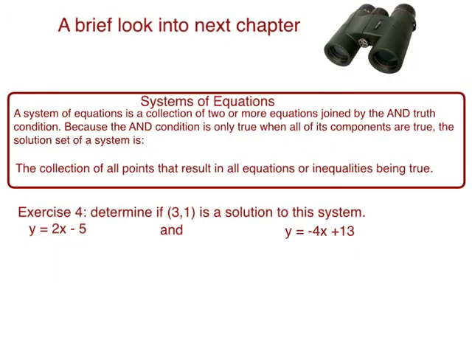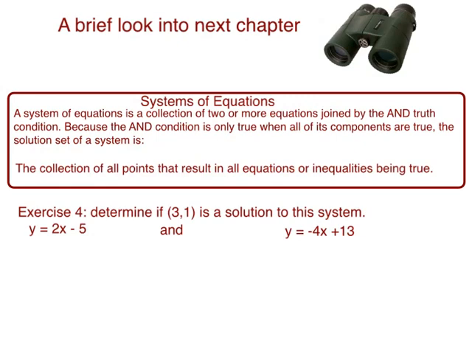We're going to take a brief look into next chapter, systems of equations. A system of equations is a collection of two or more equations joined by the AND truth condition. I want you to pay attention and underline the word AND here. Because the AND condition is only true when all of its components are true, the solution set of a system is the collection of all points that result in all equations or inequalities being true. Remember that with the word AND, both of these statements have to be true in order for it to be a true statement. That is a review from what we learned about the AND statement earlier in the year.